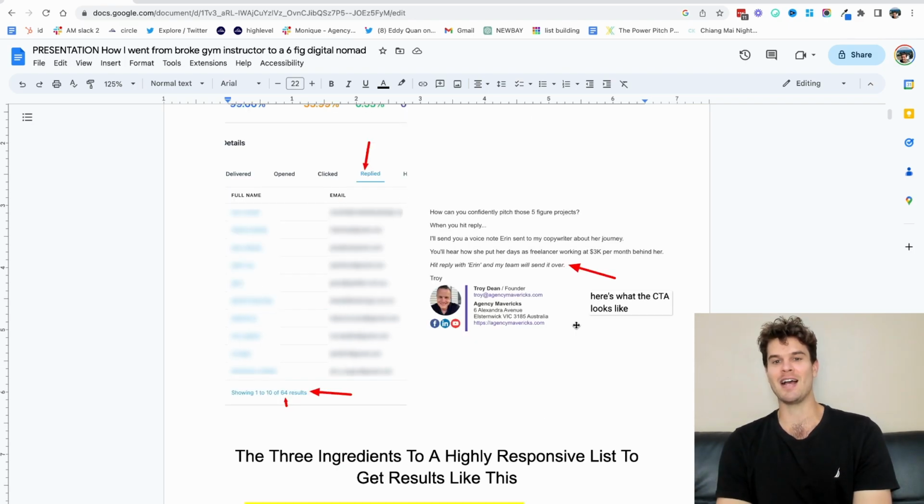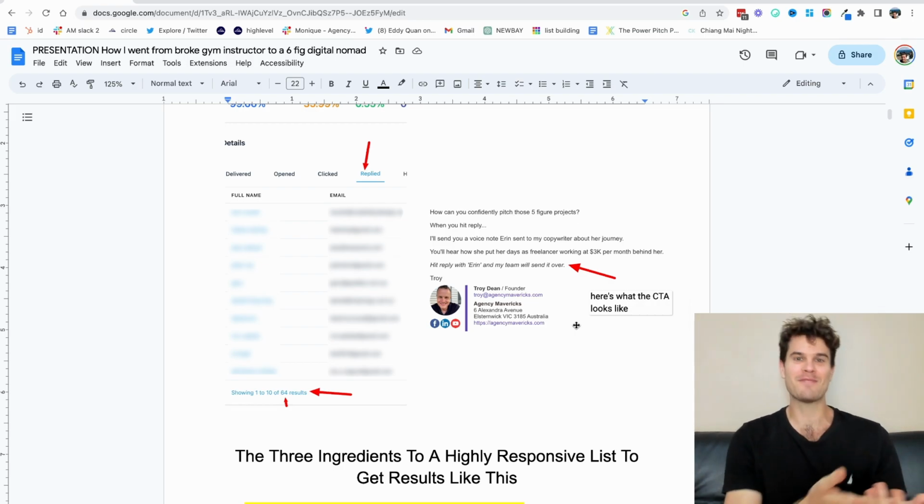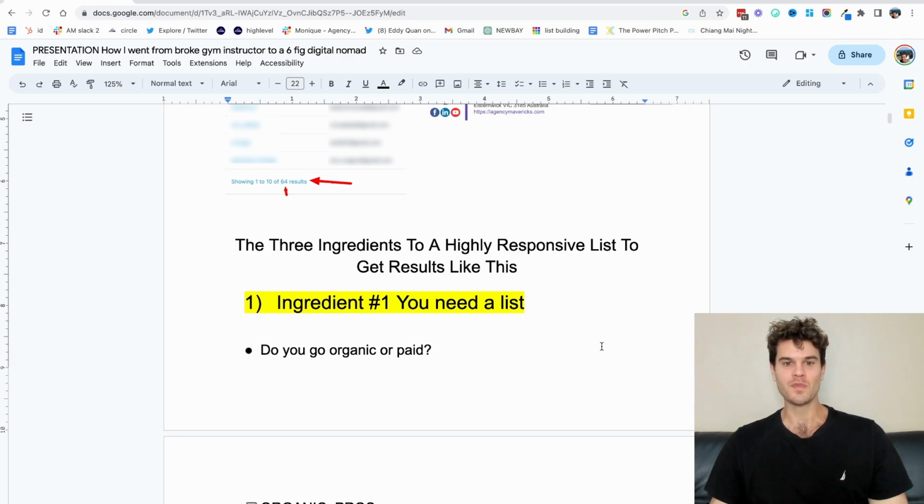You're going to need a highly responsive list. And what comes first before you have a highly responsive list? You need a list. You need people on an email list. So the way people would normally do this is that to build a list, you either have organic or you have paid. And I want to walk you through the pros and cons of both, because there's definitely no right way to build a list.